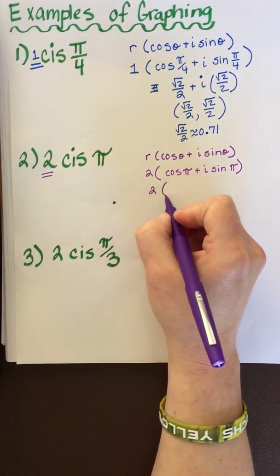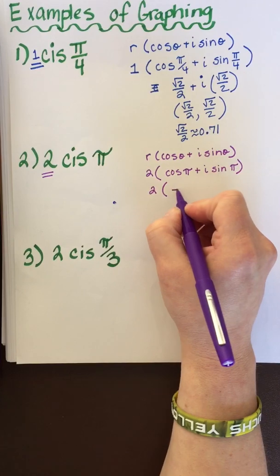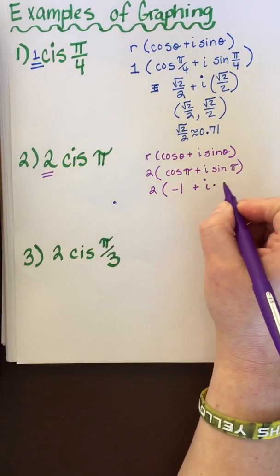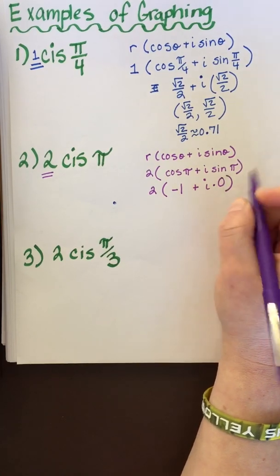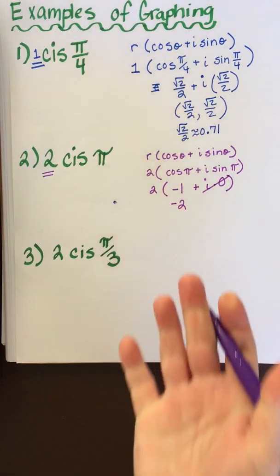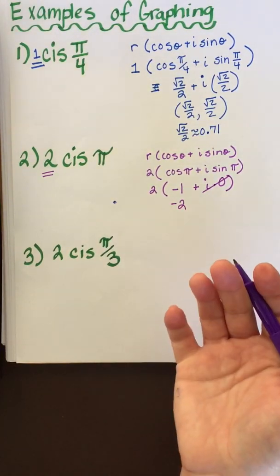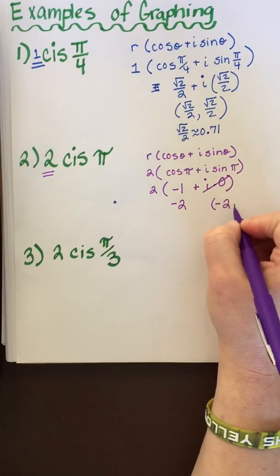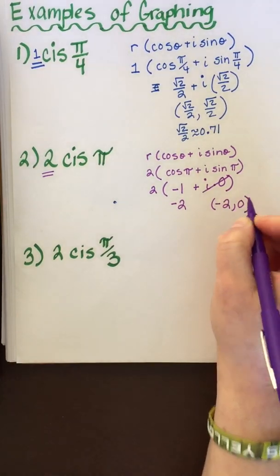All right, well, the cosine of pi is -1, and the sine of pi is 0. So that's i times 0. Well, that's just going to go away, and we're left with -2. So we only have a real part. We don't have an imaginary part. So if I wrote that as an ordered pair, that would be the point -2, 0.